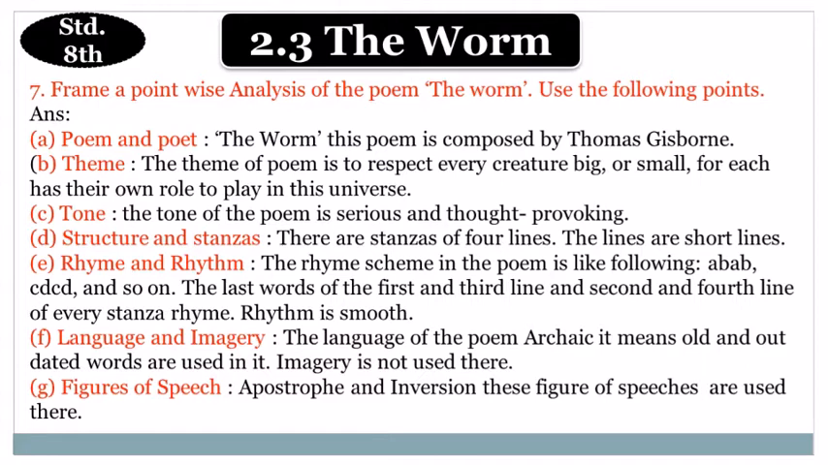Tone: the tone of this poem is serious and thought provoking. Structure and stanzas: there are stanzas of 4 lines. The lines are short lines. Rhyme and rhythm: the rhyme scheme in the poem is ABAB, CDCD, and so on. The last words of the first and third line and second and fourth line of every stanza rhyme. Rhythm is smooth.